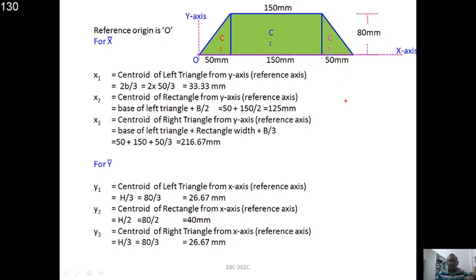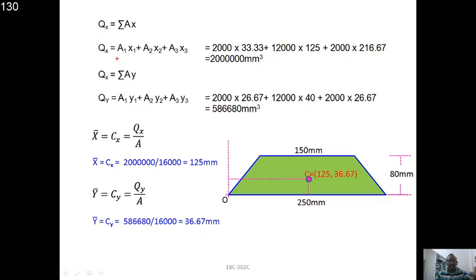So after calculating these values we need to summarize them as Qx and Qy. In order to get the Qx, we sum the products, that is a1x1 plus a2x2 plus a3x3. Similarly for the Qy. Then x bar is equal to Cx is equal to Qx by A, and y bar is equal to Qy by A. So after that we obtained 125 and 36.67. That is nothing but x bar comma y bar. The same has been located in the figure.